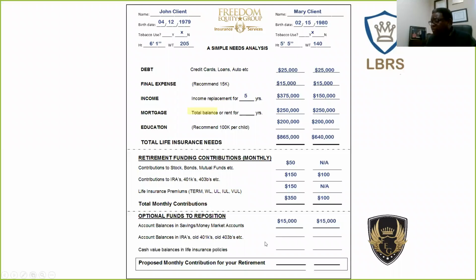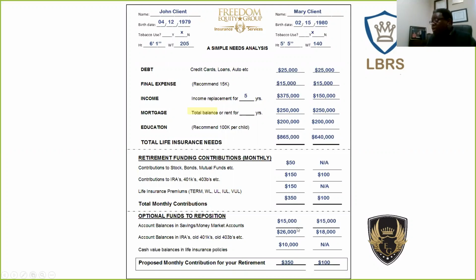They had $15,000 in savings, both of them. Any IRAs, 401ks that you had? He had $26,000 in old 401ks. She had $18,000. Any cash balances in life insurance policies? So that probably was a whole life. He had a $10,000 cash balance.